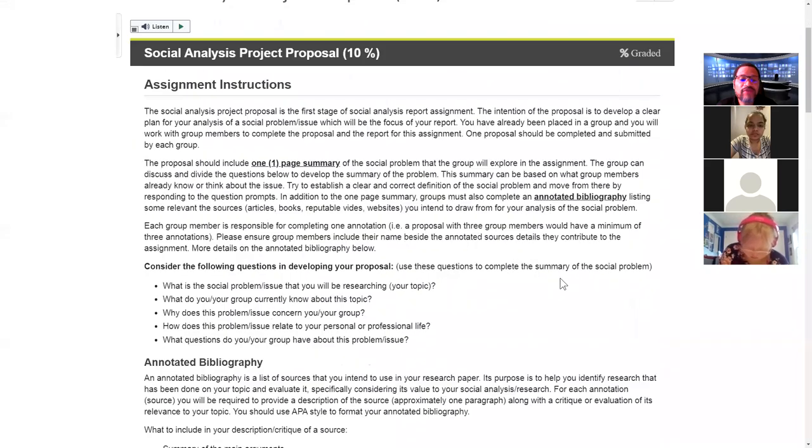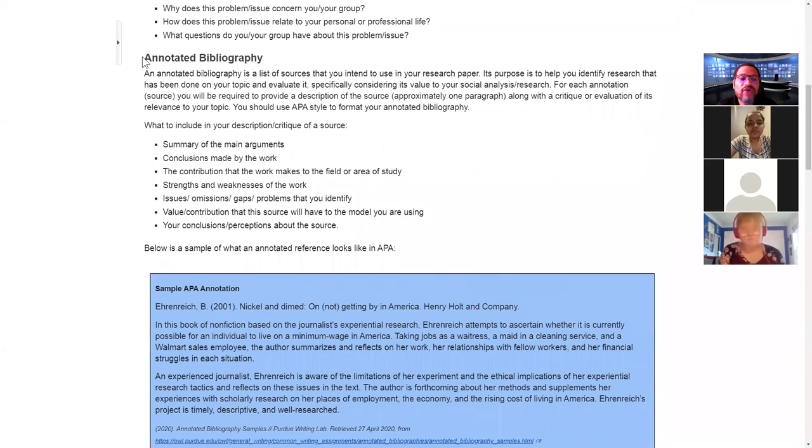This, again, as part of the proposal, each person must do their own annotated bibliography. Really quickly, you'll go through it again later. But an annotated bibliography is where you have to go through a research paper or a news article or something that you're using as a reference. So you're using that reference to back up your area.